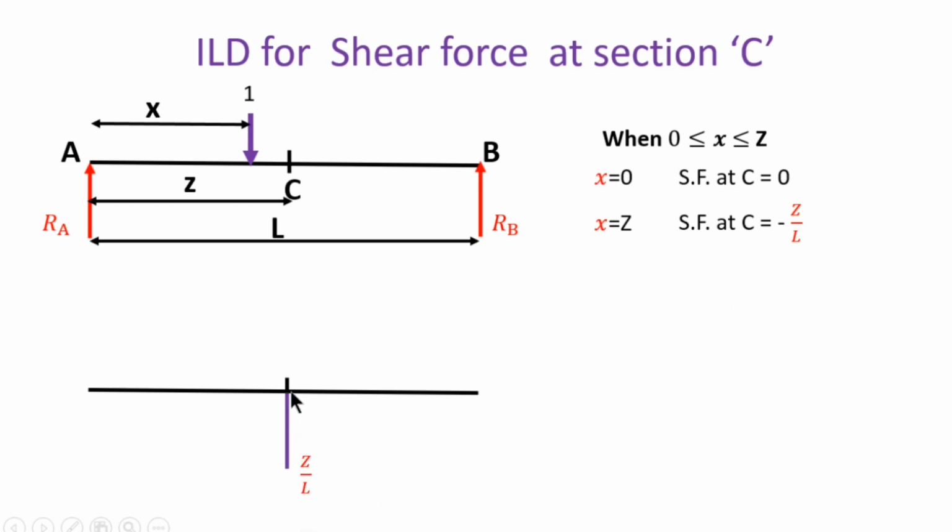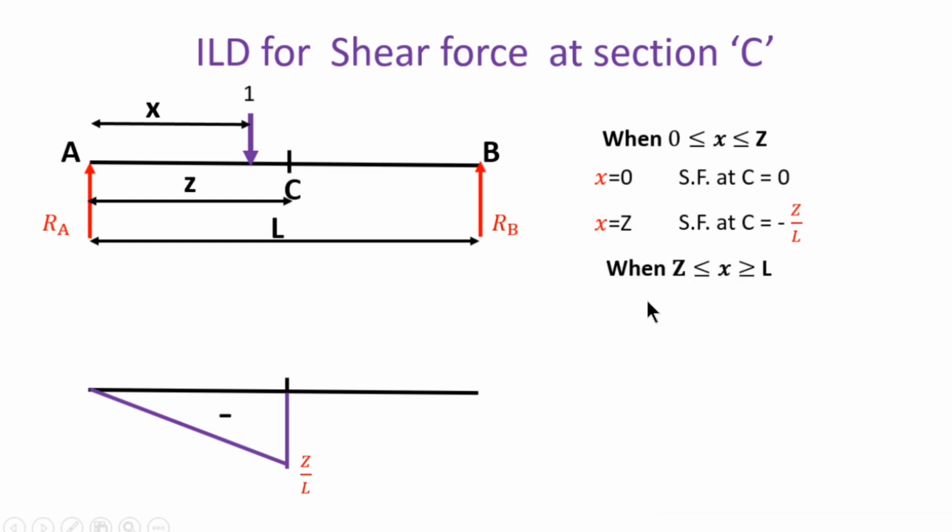Minus means below the line, plus means above the line. Now here 0 and Z. So at 0 the shear force is 0, and at Z the shear force is minus Z by L. So join this line like this, from 0 to Z by L, and this is negative.